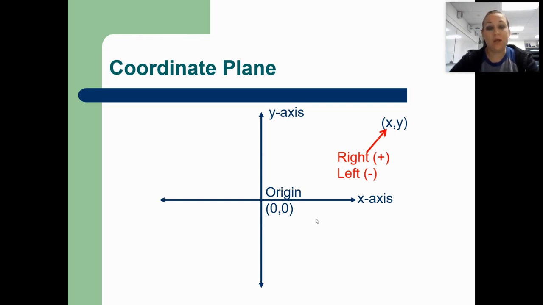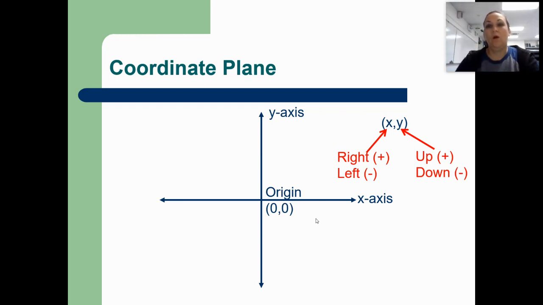The first number tells you how far to the right or left you should go, and the second number tells you how far up and down you should go. Since right was positive and left was negative, that's also the direction you would go for your ordered pair. Same thing with positive was up and negative was down.